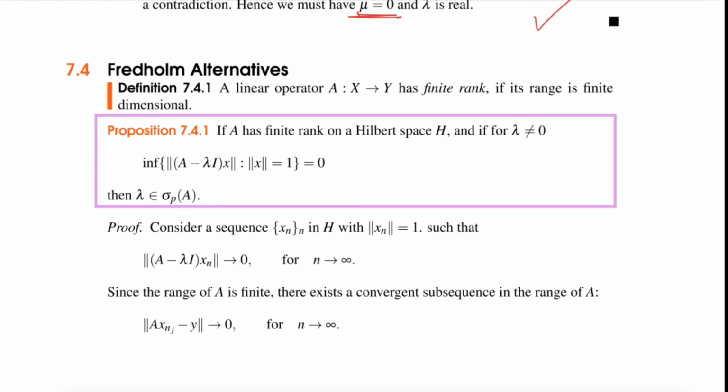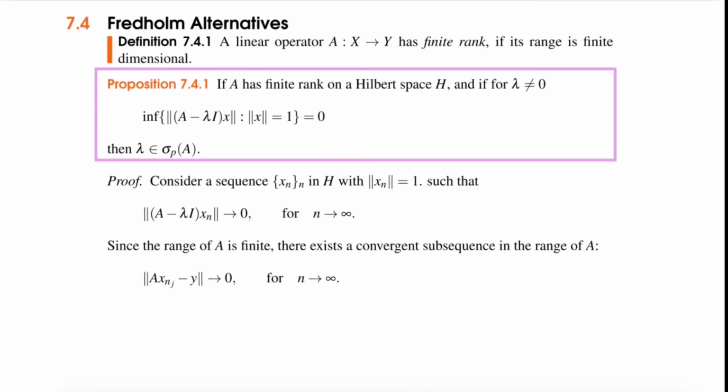So let's prove this. We consider a sequence x_n in H which has norm equal to 1, so that this infimum is 0, so that the limit of (A minus lambda I)x_n goes to 0 for n to infinity. Now, since the range of A is finite dimensional, there exists a convergent subsequence in the range of A. Just Bolzano-Weierstrass. So then A x_nj minus y goes to 0 for n to infinity. Convergent subsequence.